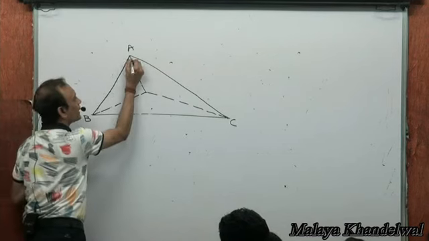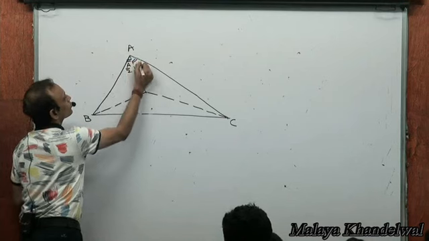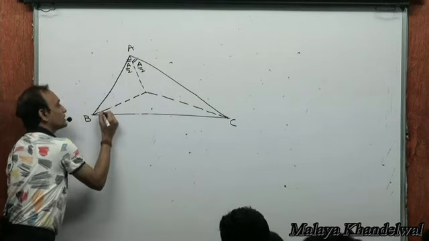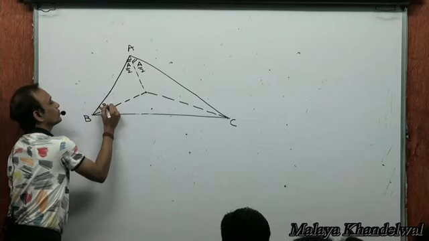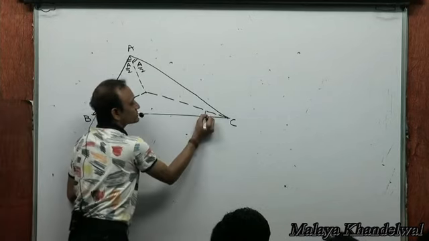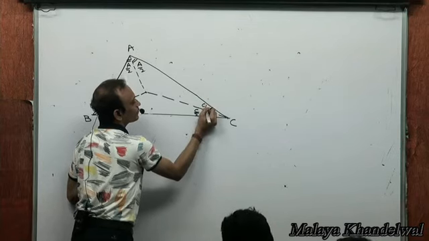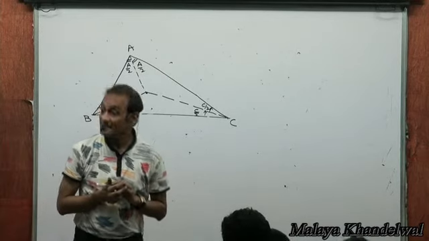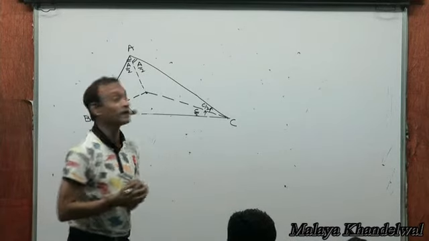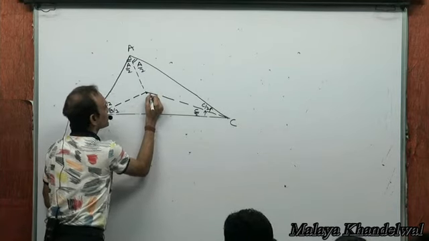Right? This is one internal angle bisector, A by 2, A by 2. This is another internal angle bisector, B by 2, B by 2. This is C by 2, C by 2, right? The point where the three internal angle bisectors intersect is called the incenter of the triangle, I.